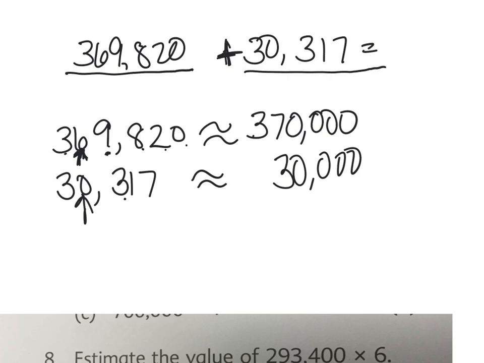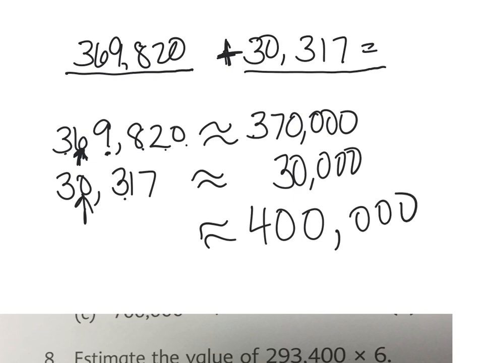So 370,000 plus 30,000, that is going to give me about 400,000. So that's where we really want to know how to round numbers so it's not so big. So there you go.